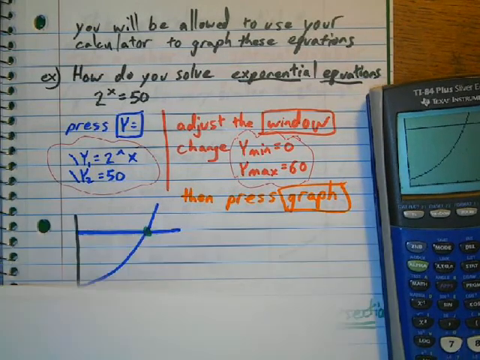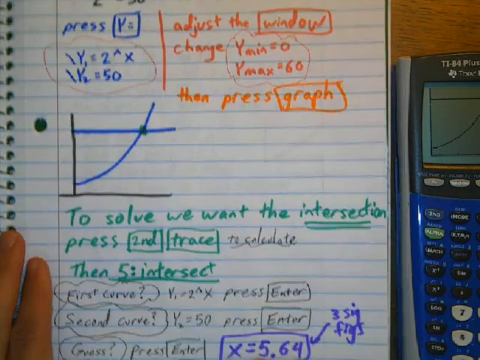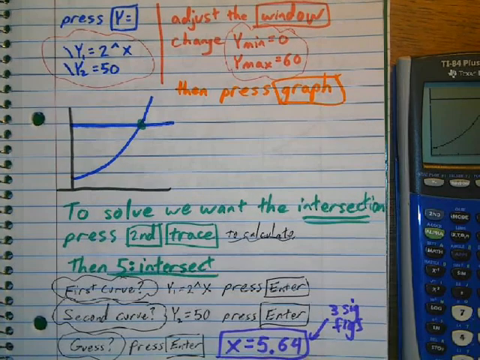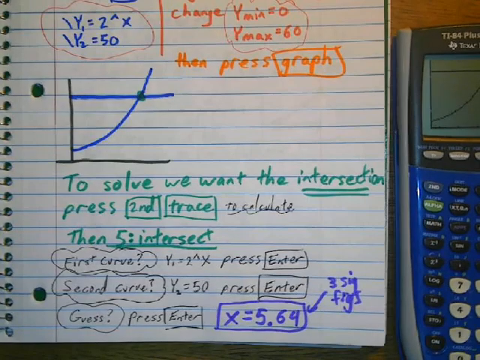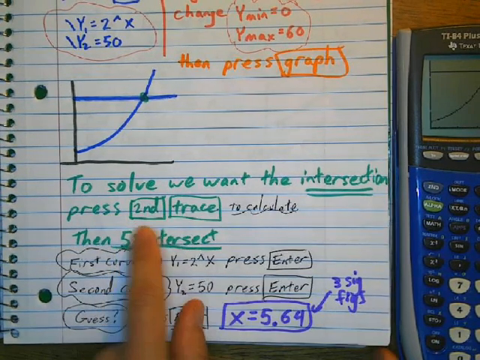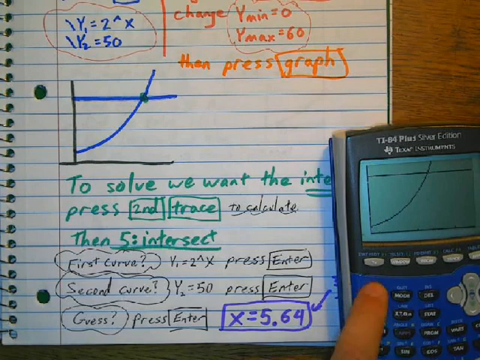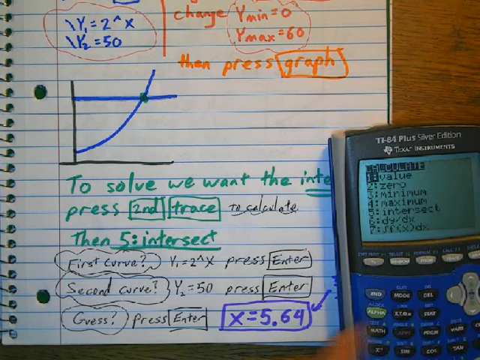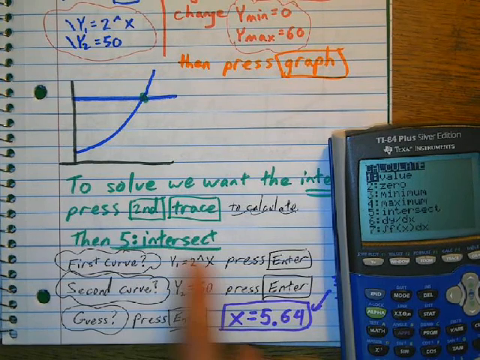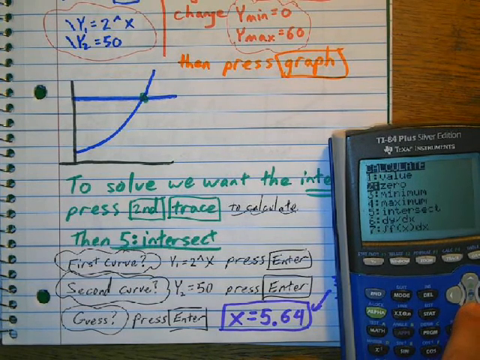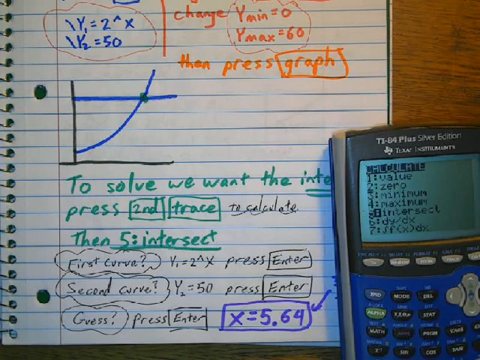In order to figure out where they intersect, we need to press second trace. So that's what I'm going to do right now. Second trace, and that allows me to get this view right here. I'm going to hit 5 for intersect. I can either arrow down to 5 and hit enter, or I could just push the number 5.